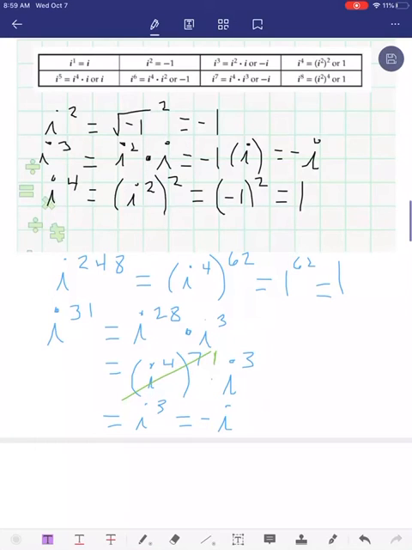So it goes, i to the 1st is i, i to the 2nd is -1, i to the 3rd is negative i, and i to the 4th is 1.